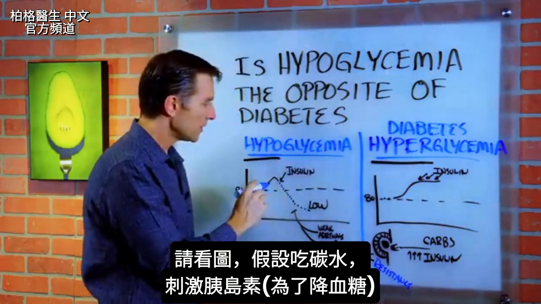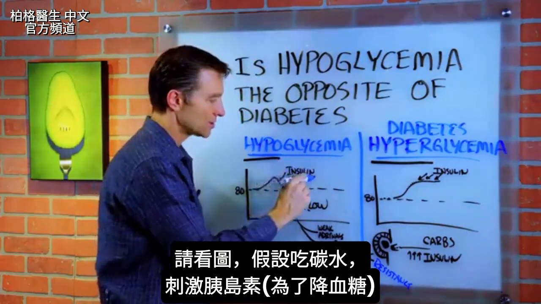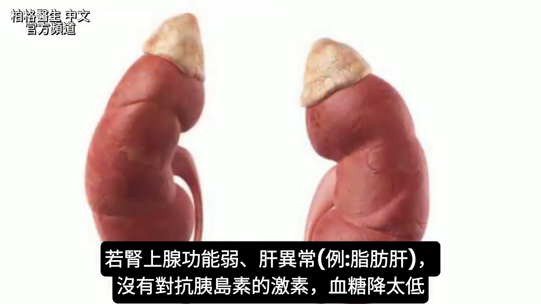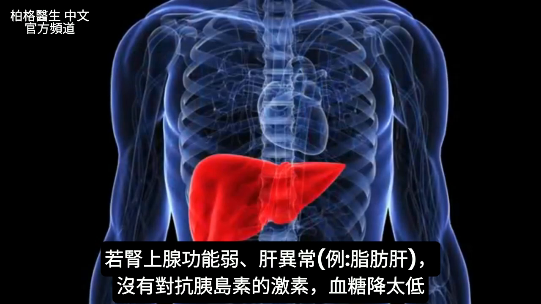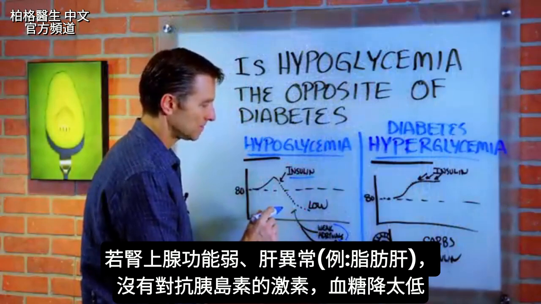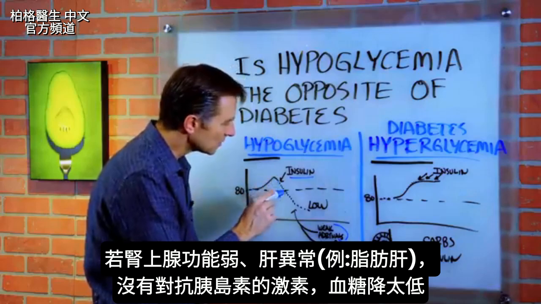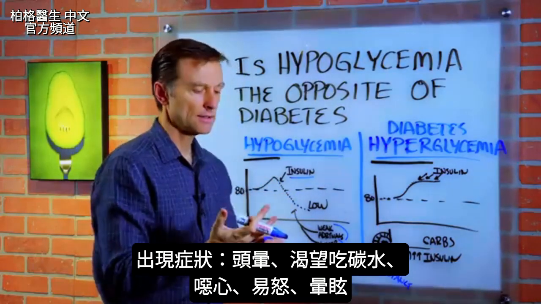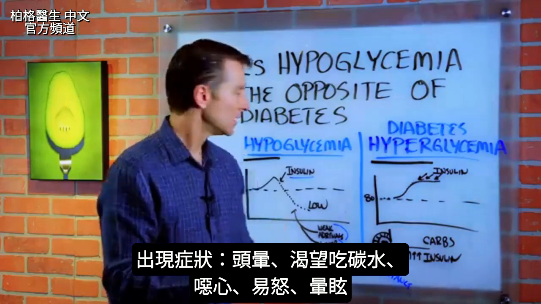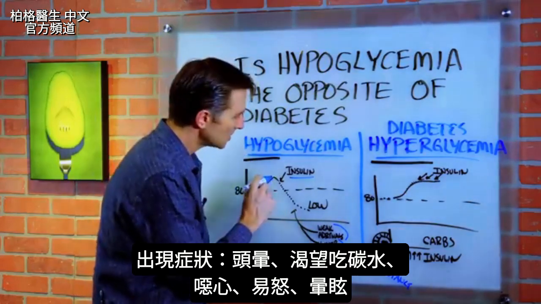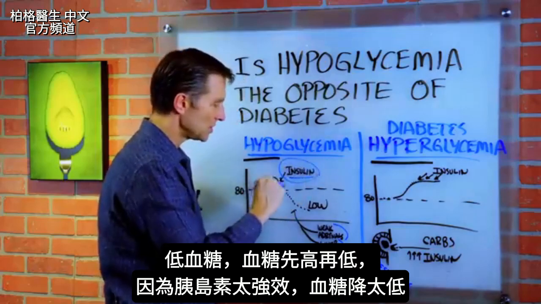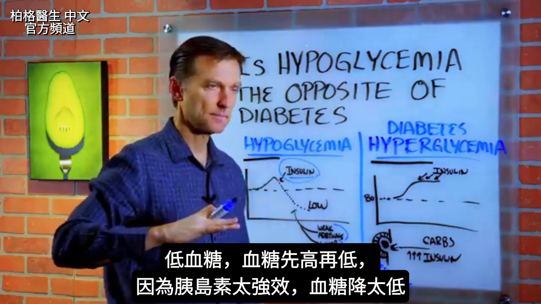Because look at this. Let's say you eat some carbs. You have insulin that is triggered from that. The purpose of insulin is to push the blood sugars down. If you have weak adrenals or your liver's not working for some reason, let's say you have a fatty liver or whatever, then you don't have the counter hormones. And then what happens is that it can drop too low and you'll experience symptoms like feeling faint, craving carbs, nauseated, irritable, dizzy. So that's basically hypoglycemia. You end up with a high and then a low because the power of insulin pushes the sugars down too low. It's like a reactive thing.